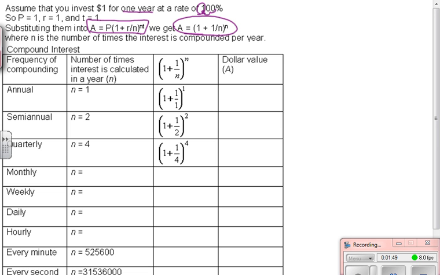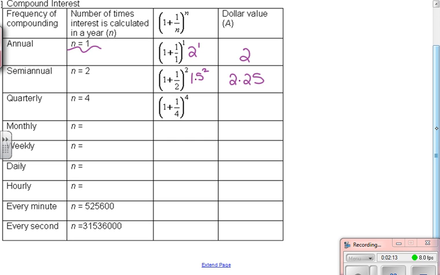So if it's just going to compound one time, this would be our equation. So we really would be looking at 2 to the first, and you would get $2 at the end of the year. Semi-annually, so twice during the year, so 1.5 squared, you'd actually get $2.25 at the end of the year. Quarterly, so if it compounds 4 times, 1.25 to the 4th power, substituting n equals 4 into this equation, we would get $2.44 and some decimal. Now if it's going to compound monthly, that means n is 12, so I have 1 plus 1 over 12 to the 12th power.